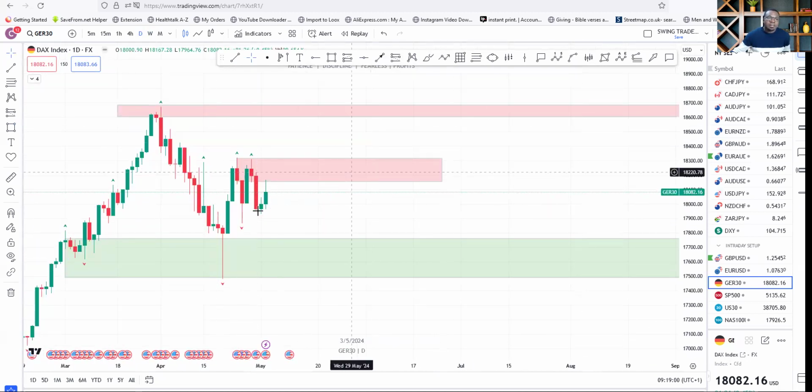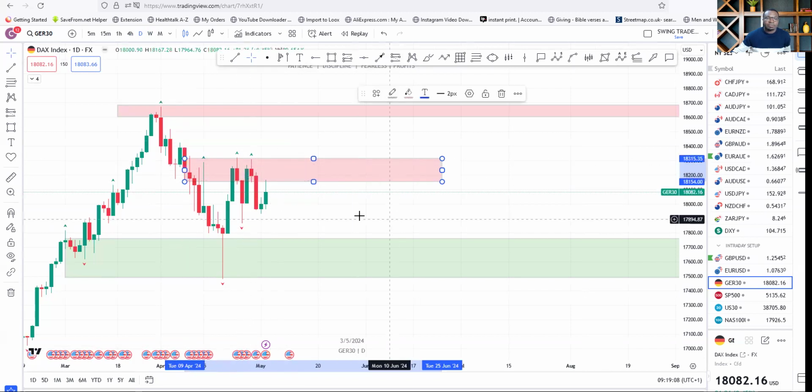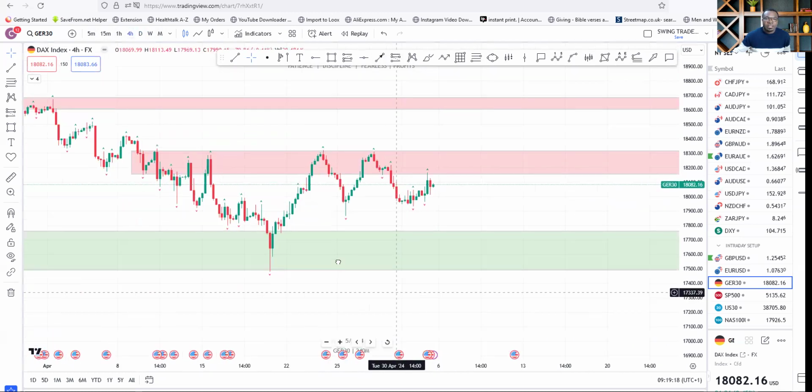We want to buy this market, but this seems to be a strong area that the market is fighting over to break above. And that could be a liquidity pool or something. So what we want to do is to see the price pull back down and reject at this level before we buy. So let's look at the 4-hour time frame to see.